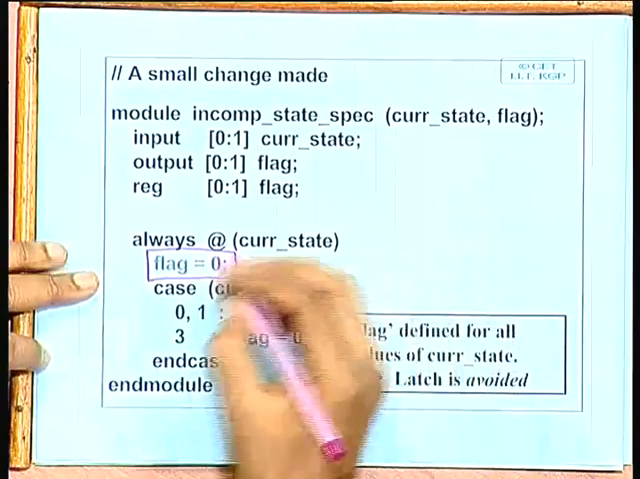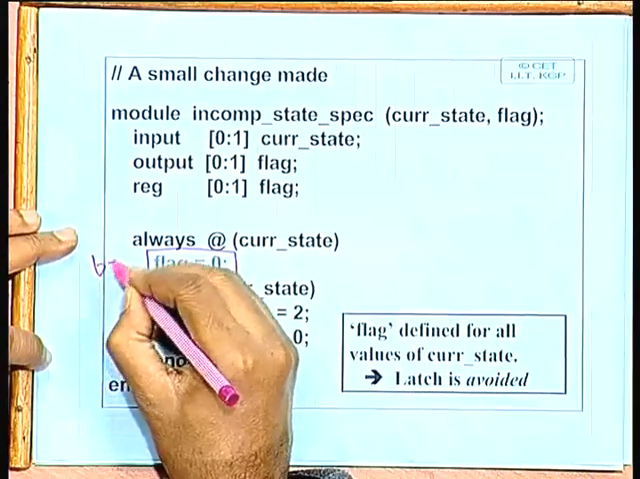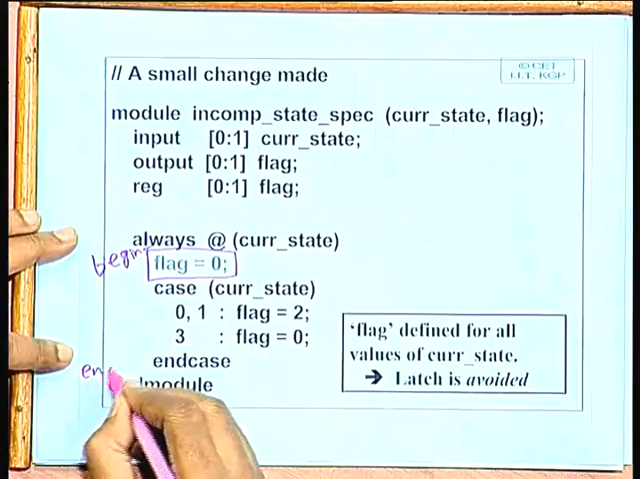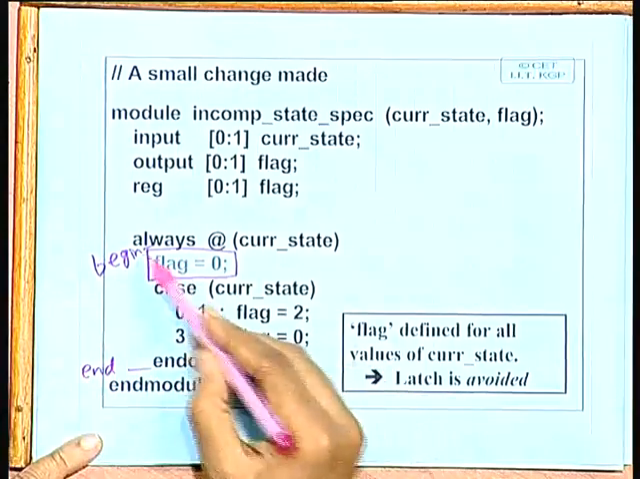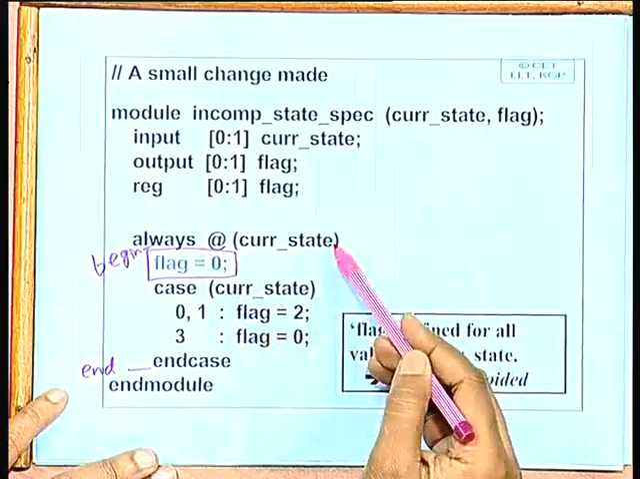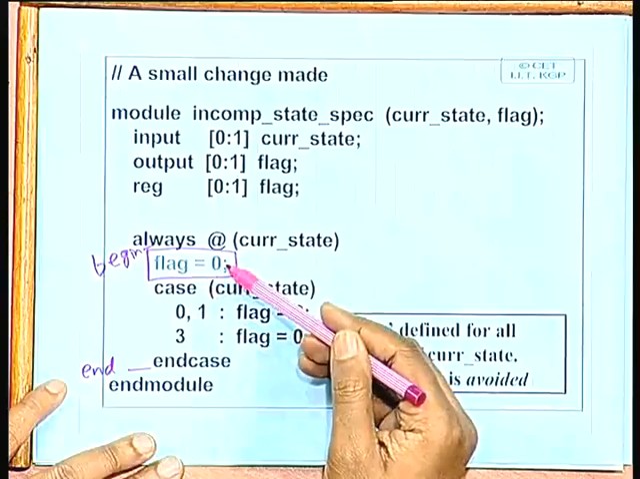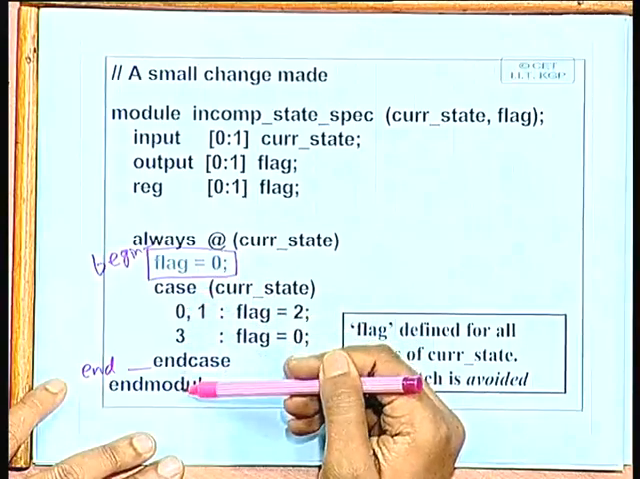Well, here I think I missed one thing: there will be a begin and end. I missed the begin end statements. There will be a begin statement here, there will be an end statement here. Okay. So here what it says is that this always block consists of 2 statements, one is flag equal to 0 and the other is the case.